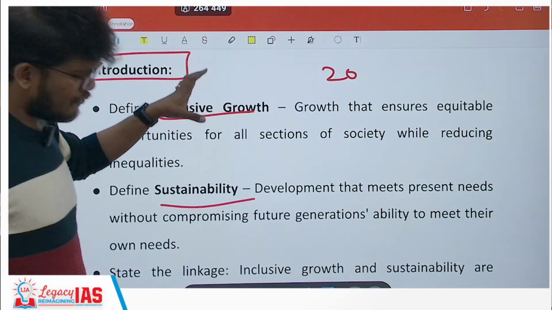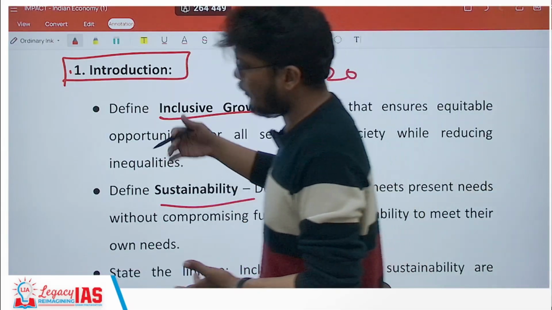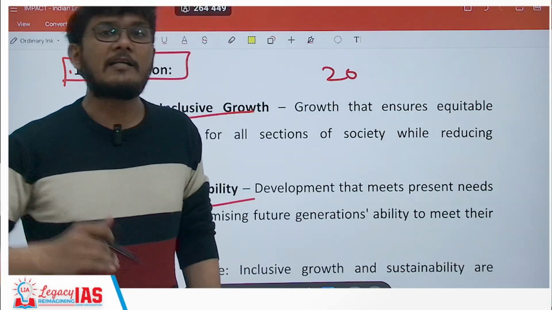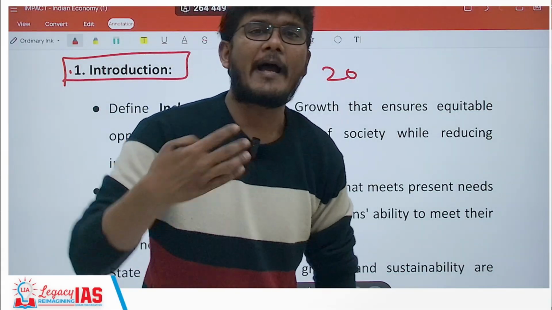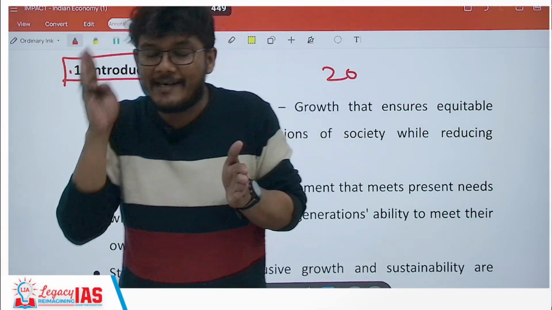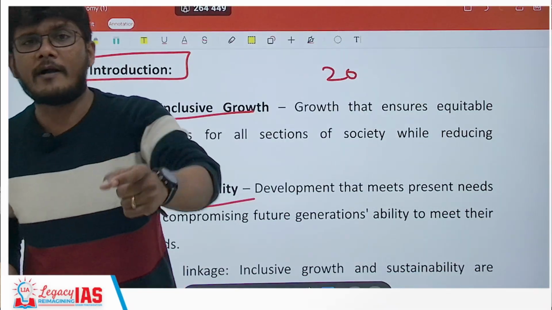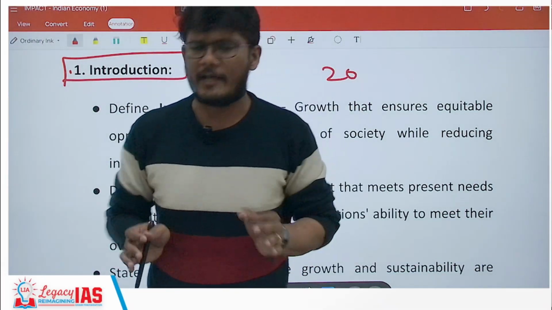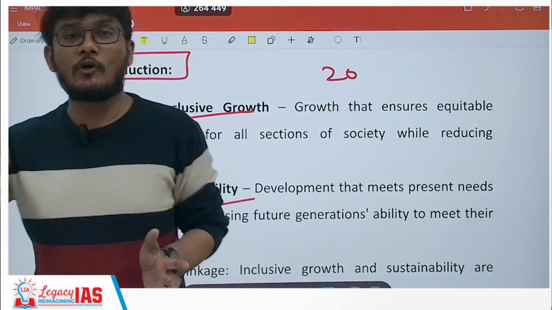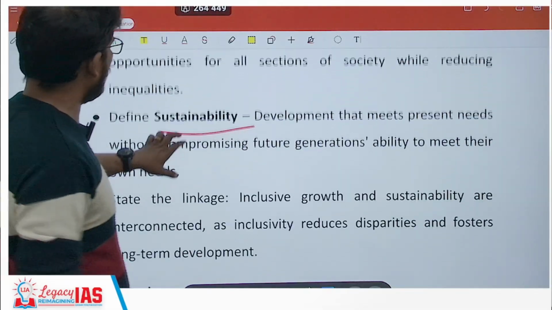Here it is not asked of you to define anything, right? But of course, definition is one possible way of introducing your answer. However, I would suggest that you try to get some other kind of introduction which would be better. But if that is not clicking, then definition is the very easiest way forward, so that you do not waste your time. Do not waste your time in deciding what the introduction should be, because that will be more costly. So a very easy way could be to define inclusive growth and sustainability.